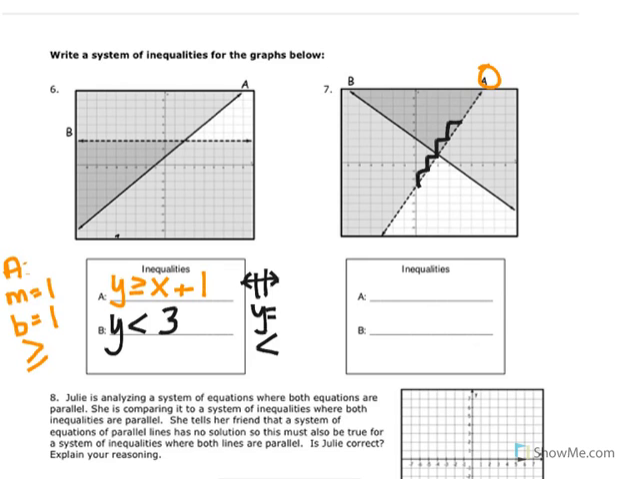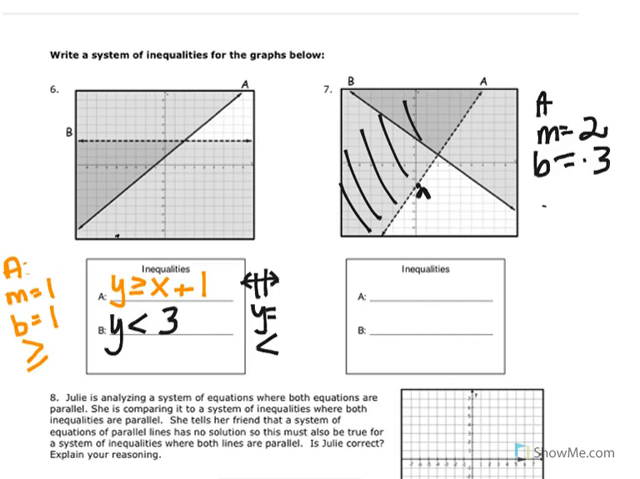So A, we'll write it over here. A has a slope of 2, and let's find the y-intercept down here. So there's the y-intercept right there. The y-intercept appears to be -3. And we can see this one's shaded above the line.